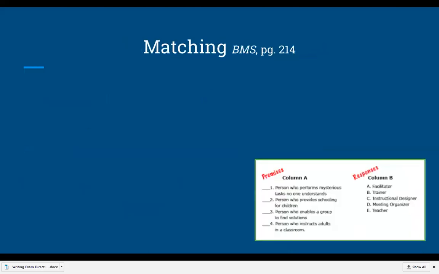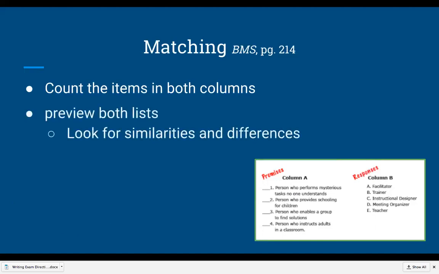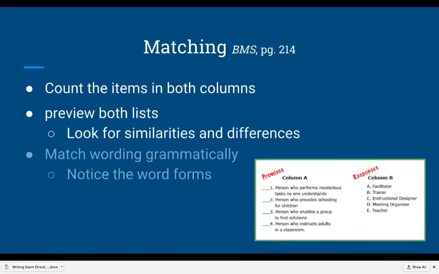For matching, it's pretty similar to the multiple choice. In the same way that you will for multiple choice count your options, in matching you're going to count your options. If you have more options than you do blanks to fill, this is going to make it a little bit more challenging because you're going to have leftover options. You will also, again, want to look for similarities and differences and play the elimination game.